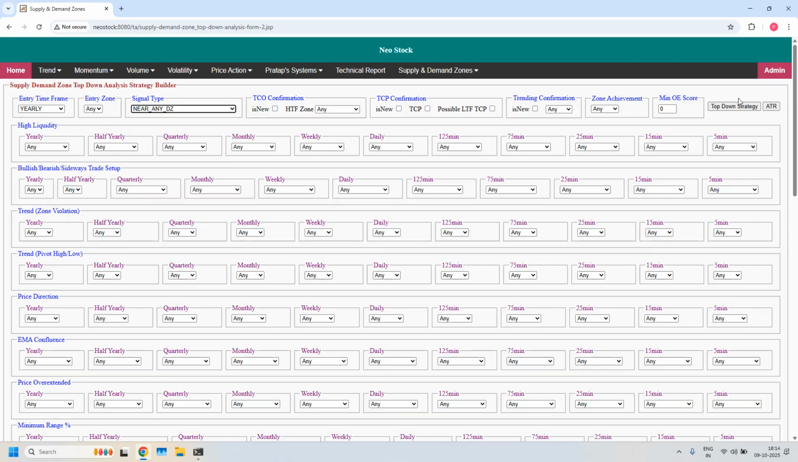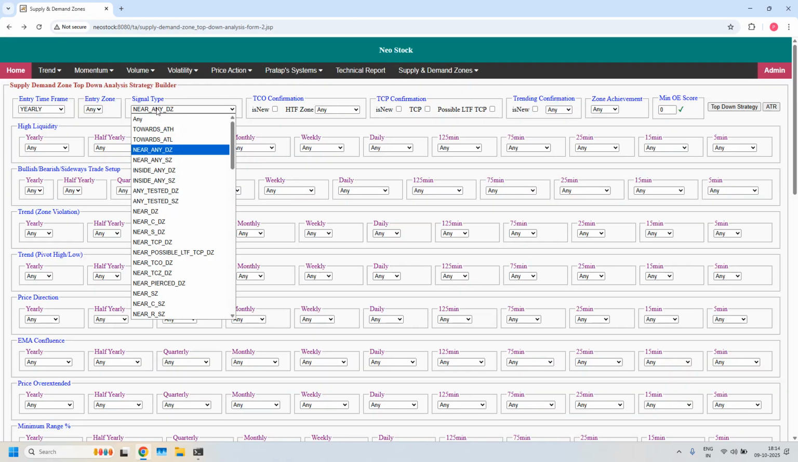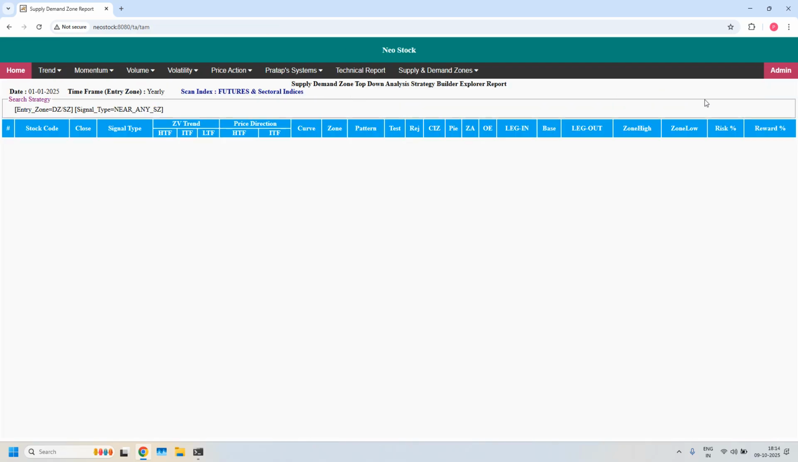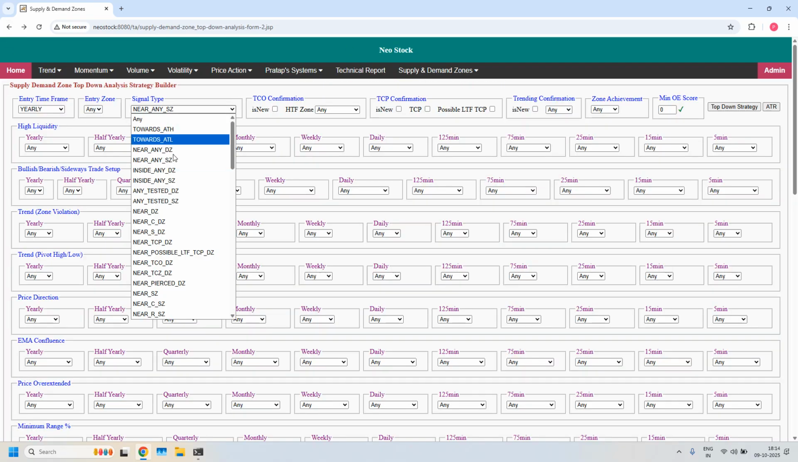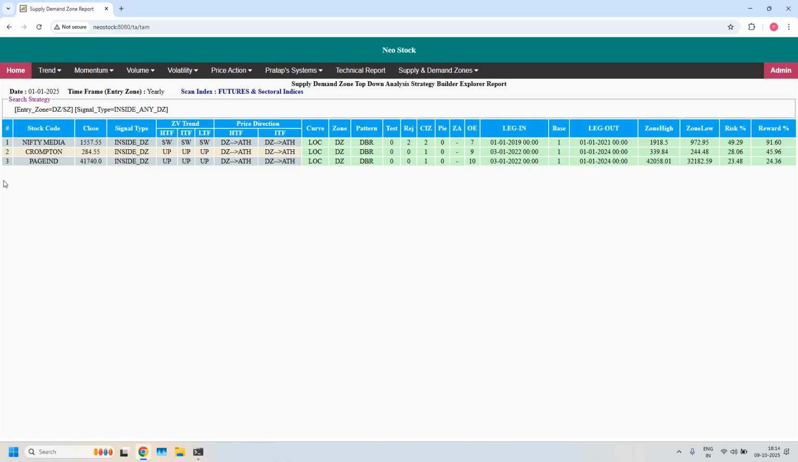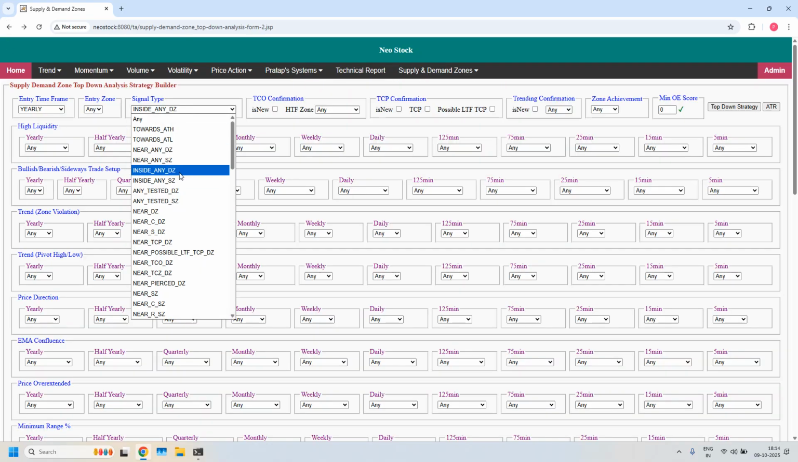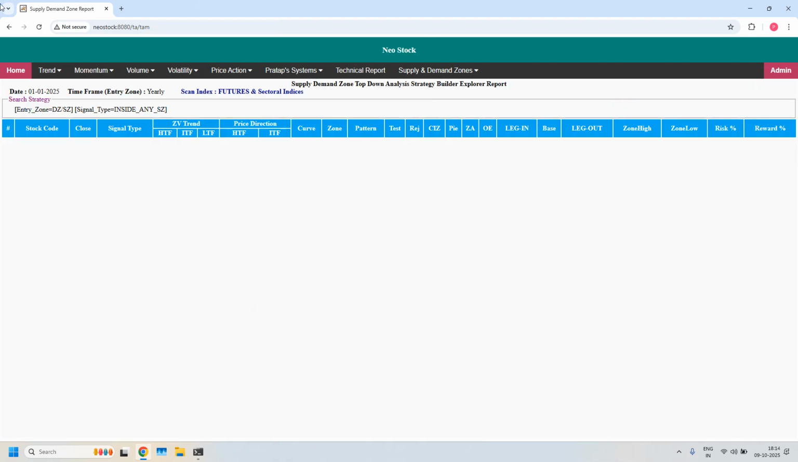Stocks near yearly demand zone, we don't have any stocks. Stocks near yearly supply zone also, we don't have any stocks. Price closed inside yearly demand zone, we got 3 stocks. Next, price closed inside yearly supply zone, no stocks.